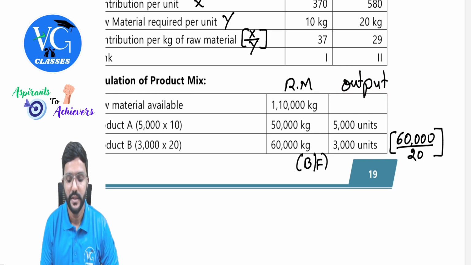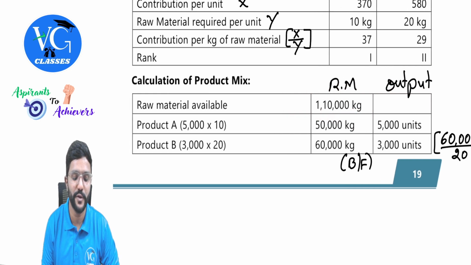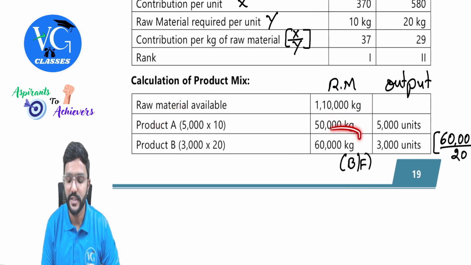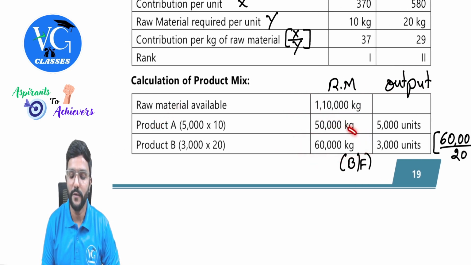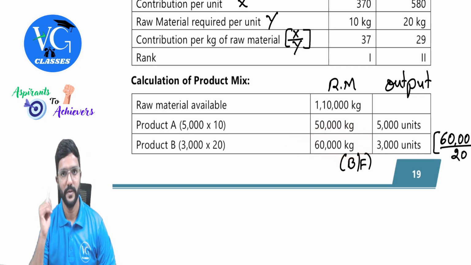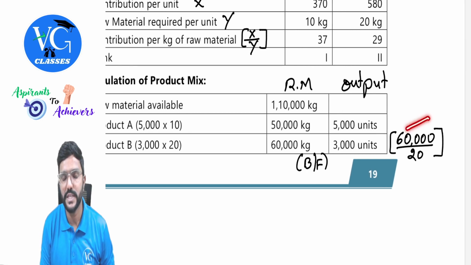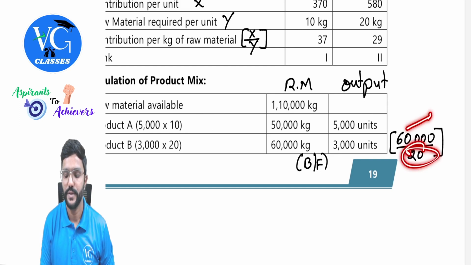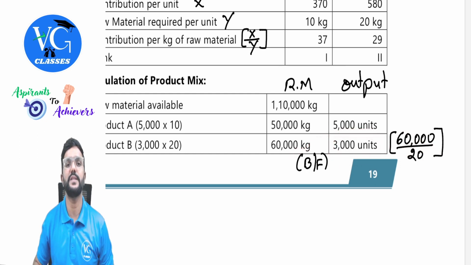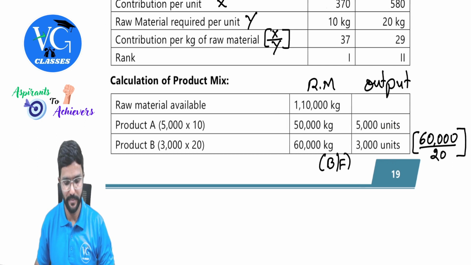Got it? I repeat. See, guys, out of 1,10,000 kgs, we are using 50,000 kgs to produce product A. Remaining is 60,000. Out of this 60,000, can we produce full units of product B? Not possible. So we have 60,000 kgs of raw material available for product B, and for each unit of product B, we require 20 kgs. So how many units can we produce? 3,000. Is that clear?